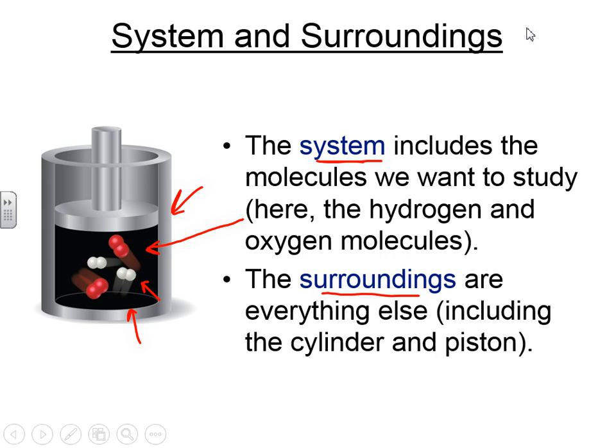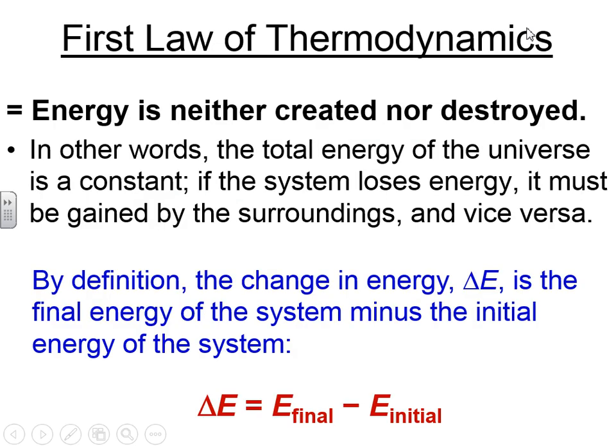And because of the first law of thermodynamics, which says energy cannot be created or destroyed, it can only be transferred, the total energy of the system, or of the universe, is constant. So if the system loses energy, that energy must be gained by the surroundings. So the energy from the system should be transferred to the surroundings because the universe has the same amount of energy before and after the reaction.